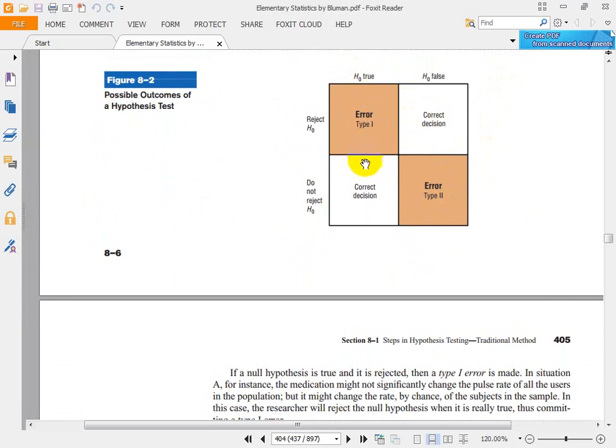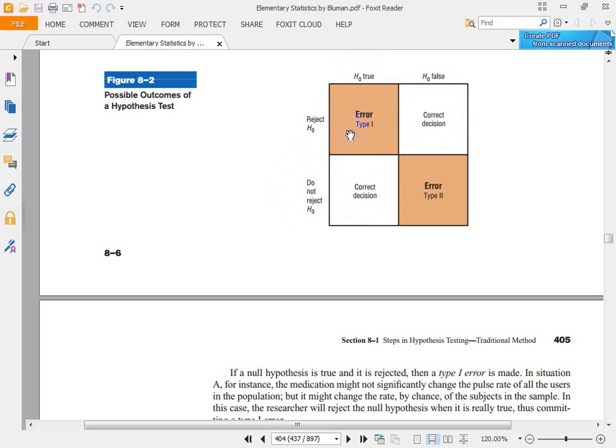So that is very important: type 1 error and type 2 error. A type 1 error is a situation where the null hypothesis is true, but my conclusion says it is rejected. A type 2 error is where the null hypothesis is false, but my conclusion is to not reject the null hypothesis, to accept it. If the null hypothesis is false and you reject it, that is the correct decision. If the null hypothesis is true and you do not reject it, that is the correct decision.